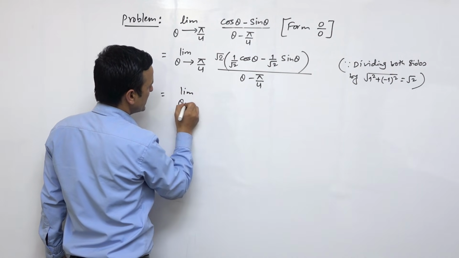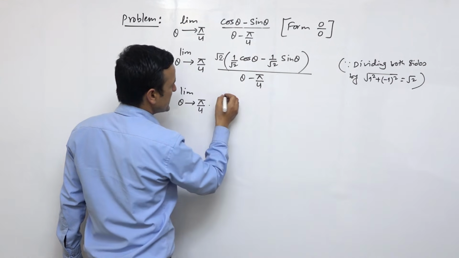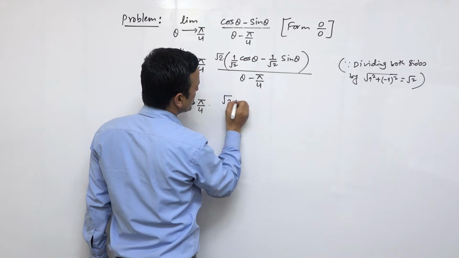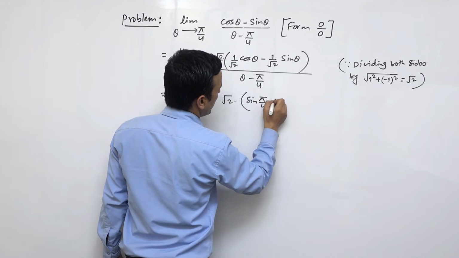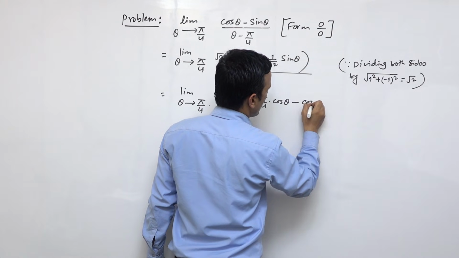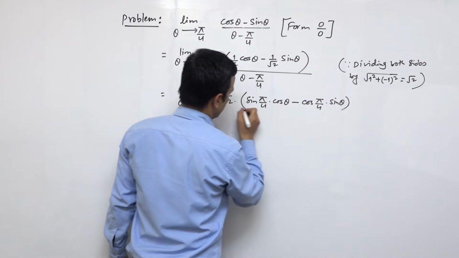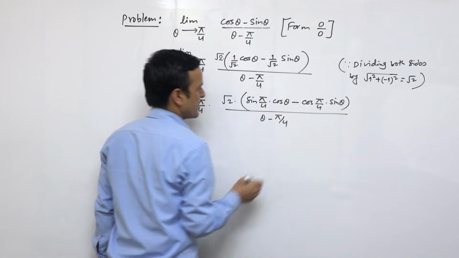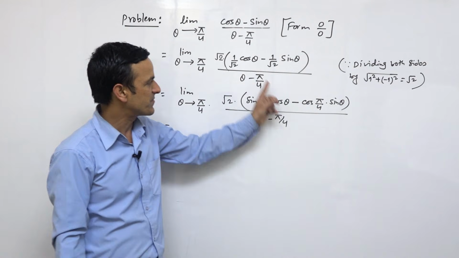So limit theta tends to pi by 4, and this is 1 upon root 2, which means what? 1 upon root 2 means sin 45, cos theta minus, and this is cos 45 into sin theta, whole divided by theta minus pi by 4. So this is the expression obtained from this one.